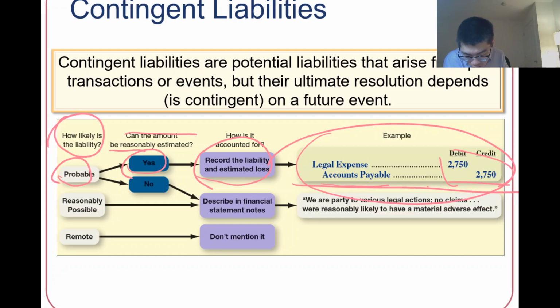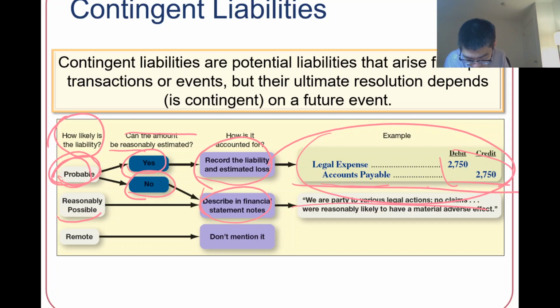If it's probable, more than likely, but you cannot estimate the amount, we just disclose this in the financial statement notes. For example, we are undergoing some legal issues, and there will probably be some adverse effects.